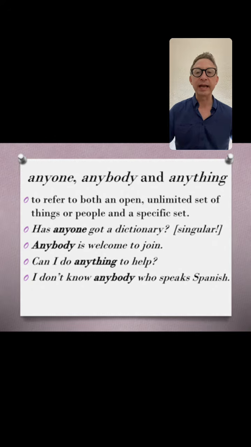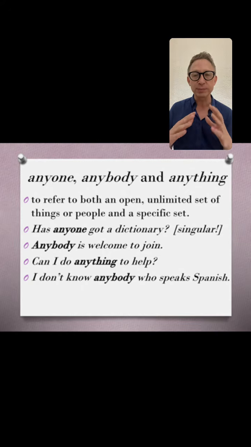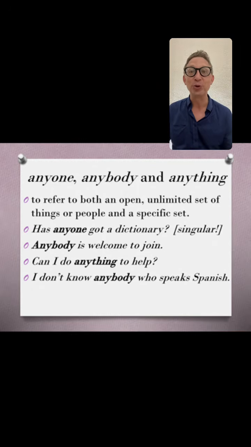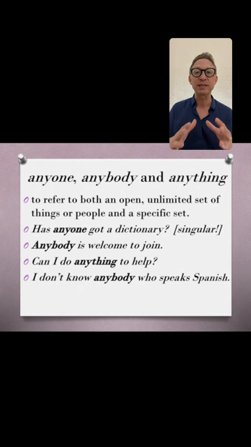before we look at some and any. But these all refer to both an open, unlimited set of things or a specific set. So listen to this. Has anyone got a dictionary? So we don't know who, but we know it's someone who can hear us. So it's someone in the room. So it's open, technically unlimited, but it's probably reserved for the specific set of people who can hear my voice.